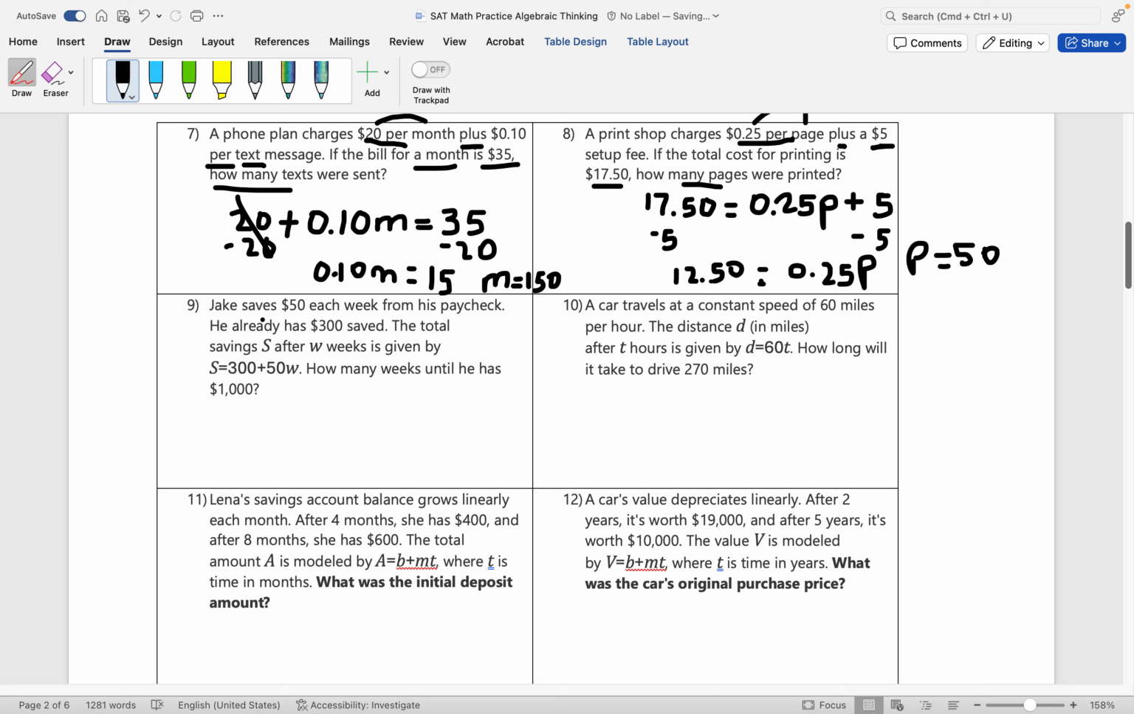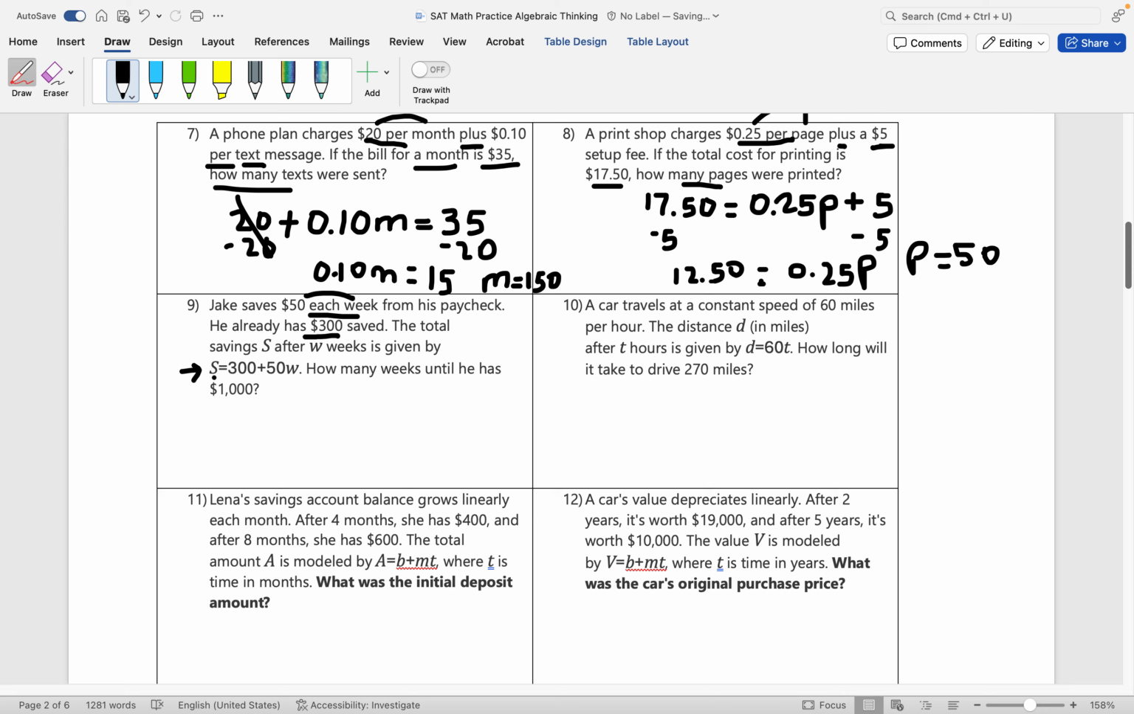All right, number 9. Jake saves $50 each week. Okay, so that's another multiplication word, each. So $50 multiplied by the number of weeks gives me how much he saves from his paycheck. He already has $300 saved. So that's your beginning value. That's your plus. He has $300, and to that he is going to add $50 every week. The total savings after W weeks, that's your variable. They're telling you what variables to use, is given by this equation. Good, they gave you the equation, so you don't have to build it.